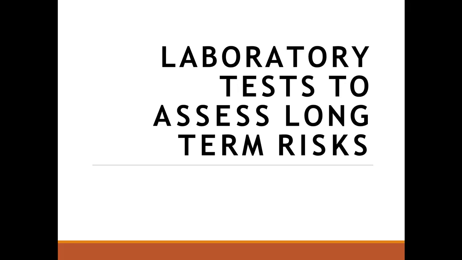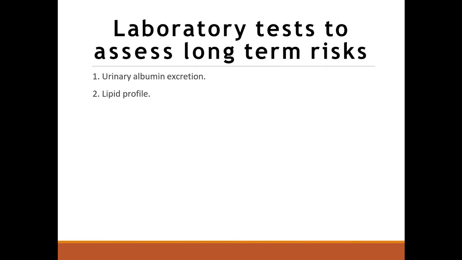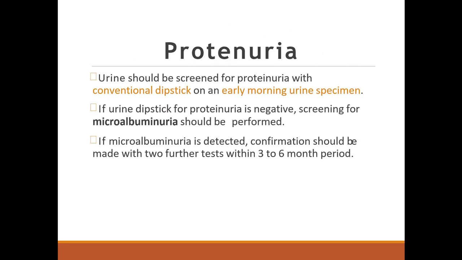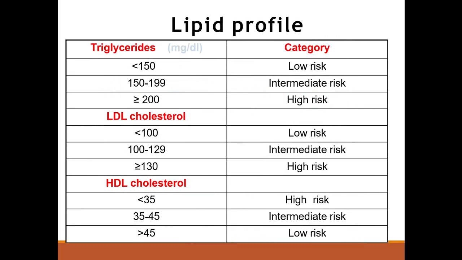Laboratory tests to assess long-term risks. Urinary albumin excretion, lipid profile, proteinuria. Urine should be screened for proteinuria with a conventional dipstick on an early morning urine specimen. If the urine dipstick for proteinuria is negative, screening for microalbuminuria should be performed. If microalbuminuria is detected, confirmation should be made with two further tests within a 3 to 6 month period.